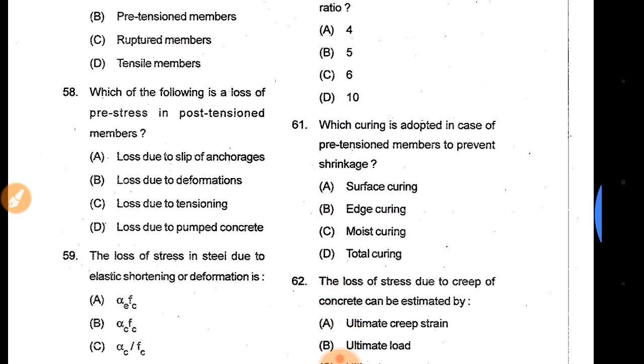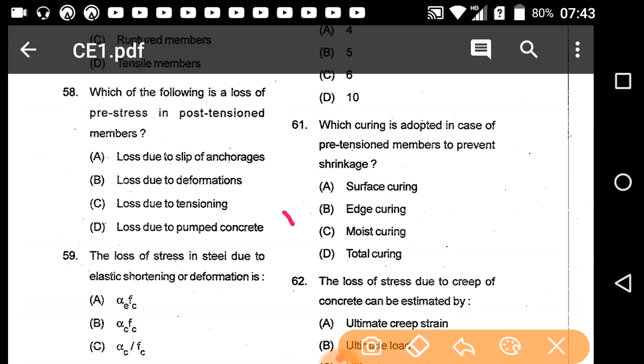Question number 61. Which curing is adopted in case of pre-tensioned members to prevent shrinkage? Surface curing, edge curing, moist curing, total curing. So the correct option here is moist curing. Moist curing is adopted in case of pre-tensioned members to prevent shrinkage, that is option C.